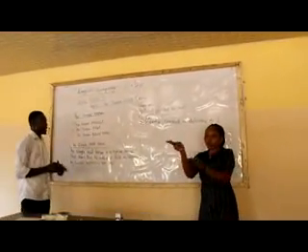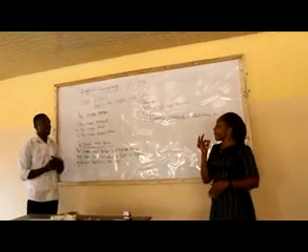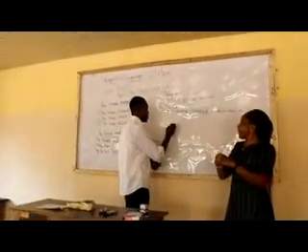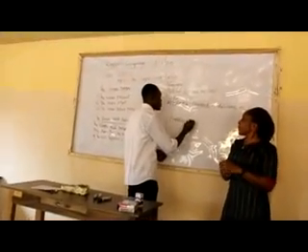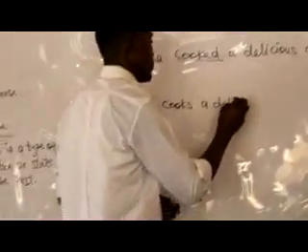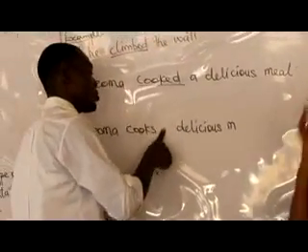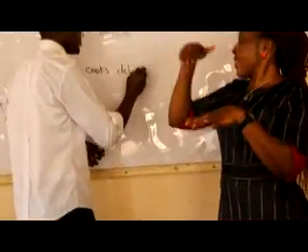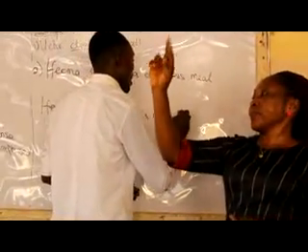So if we want to look at that same sentence, the way it should be in the simple present, we are looking at a sentence like this. Ifeoma cooks a delicious meal. Or let's remove the A. Ifeoma cooks delicious meals every day.